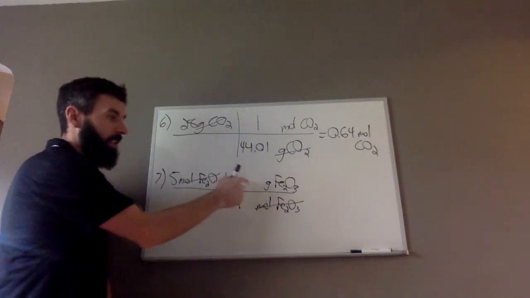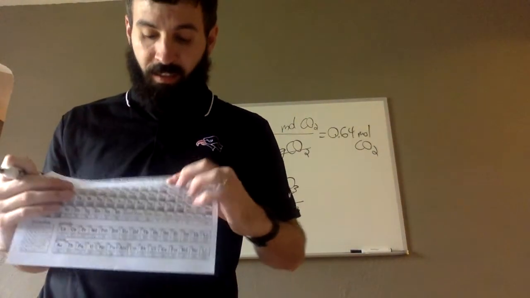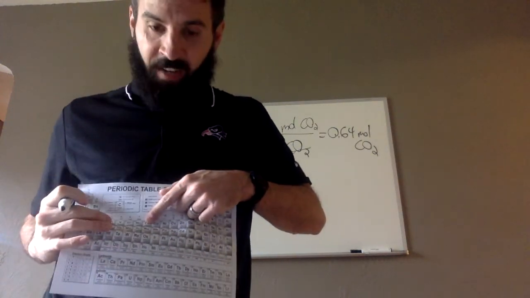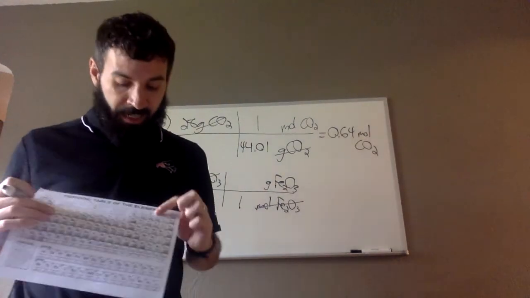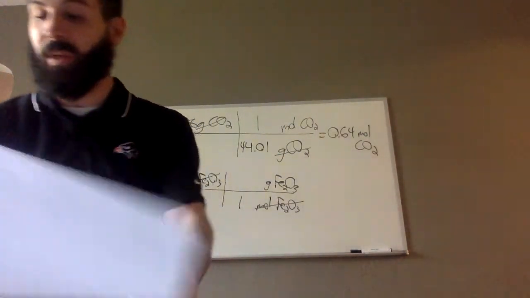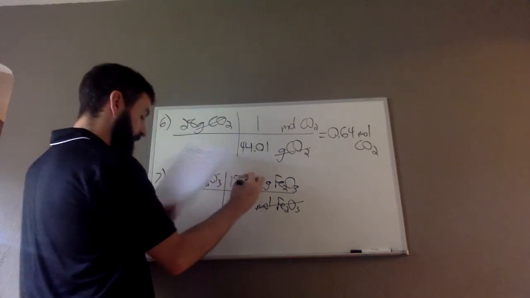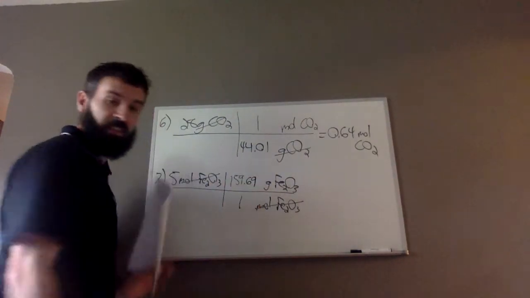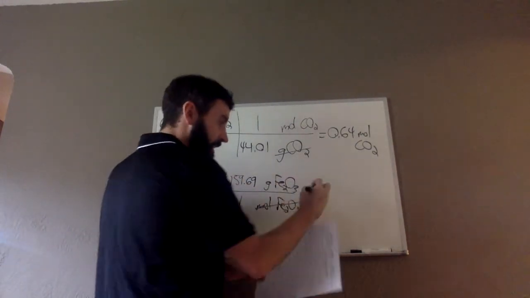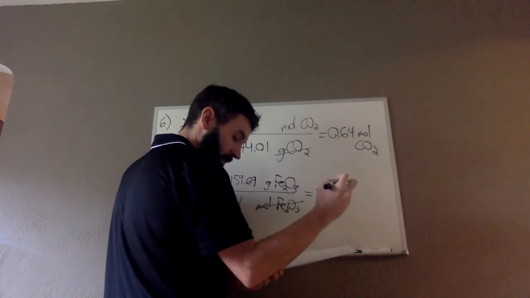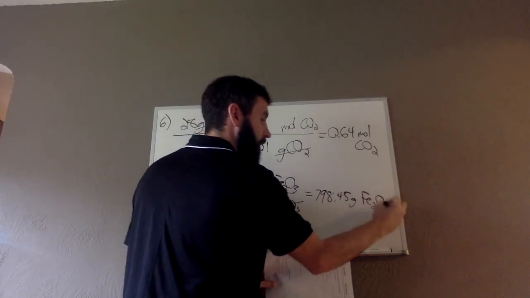1 mole equals some number of grams. Pull out my periodic table. Find iron, which is 55.8, and I multiply it by 2 because there are 2 of them. And then I add 3 oxygens, which is 15.99. If you do that, you should get 159.69. And then I just take that number and multiply it by 5, and you get 798.45 grams Fe2O3.